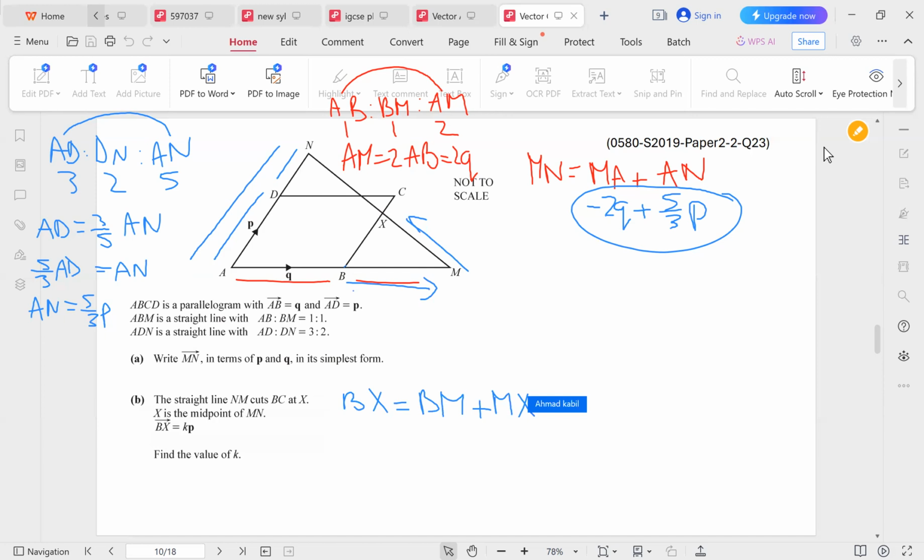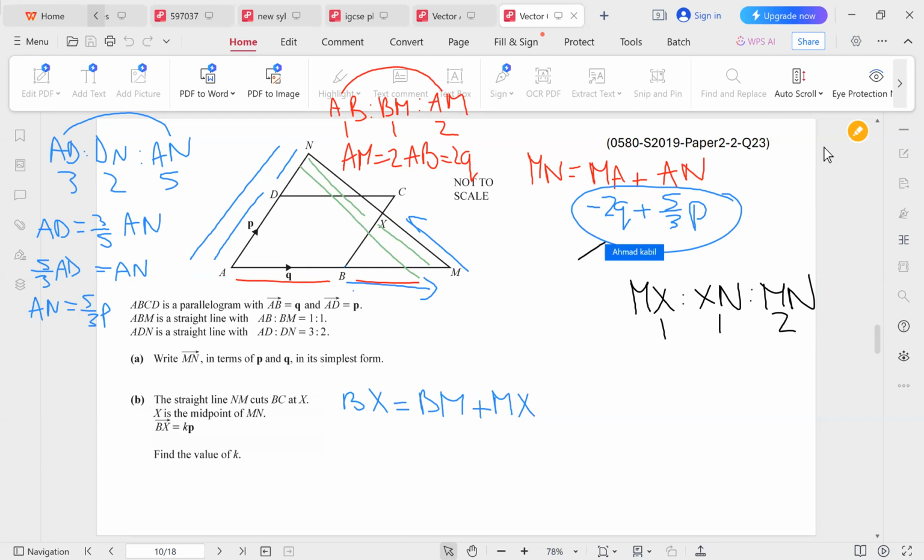Now we are given that X is the midpoint of MN, so we can construct a ratio again. Since X is the midpoint, we have this line here and this line and the total. So we can say that MX to XN to MN is equal to 1, 1, 2. We are interested in MX, and we already have MN.